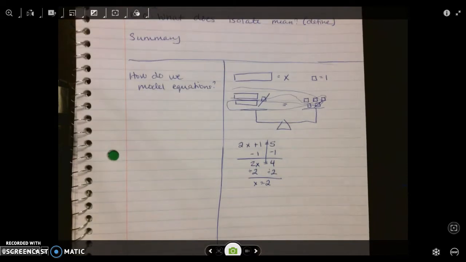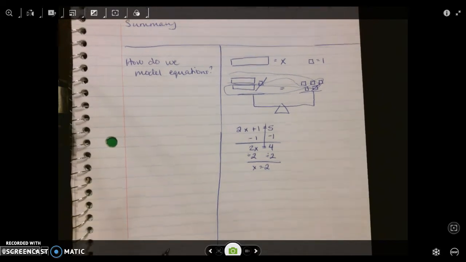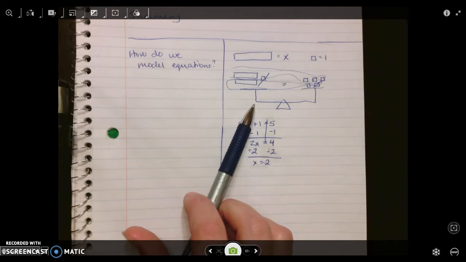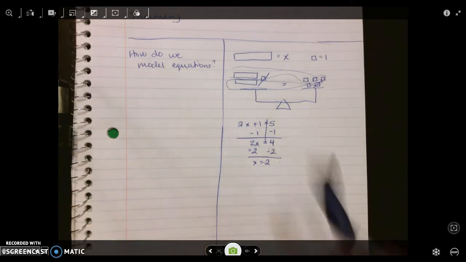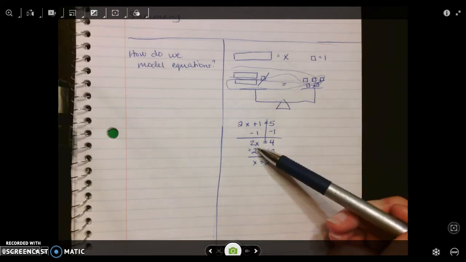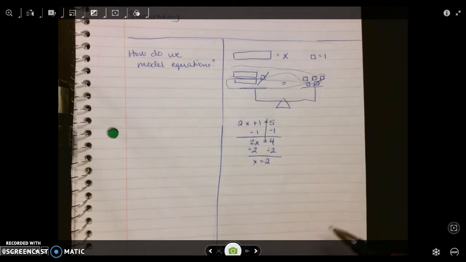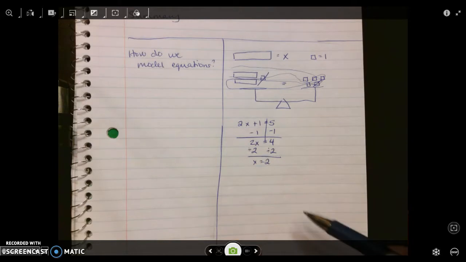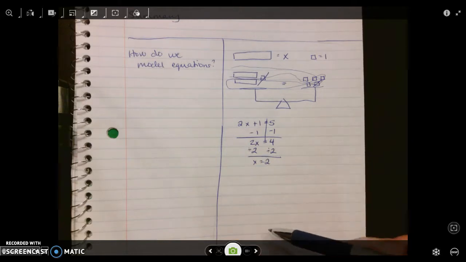Unfortunately, once we start going into negative numbers, it's not going to be as easy as that. And so, the model is helpful to start to visualize it a little bit and really hone in on why we're doing inverse operations, because physically I did take away and physically I did group everything. However, it does work with negatives too, but it gets a little bit more complicated.